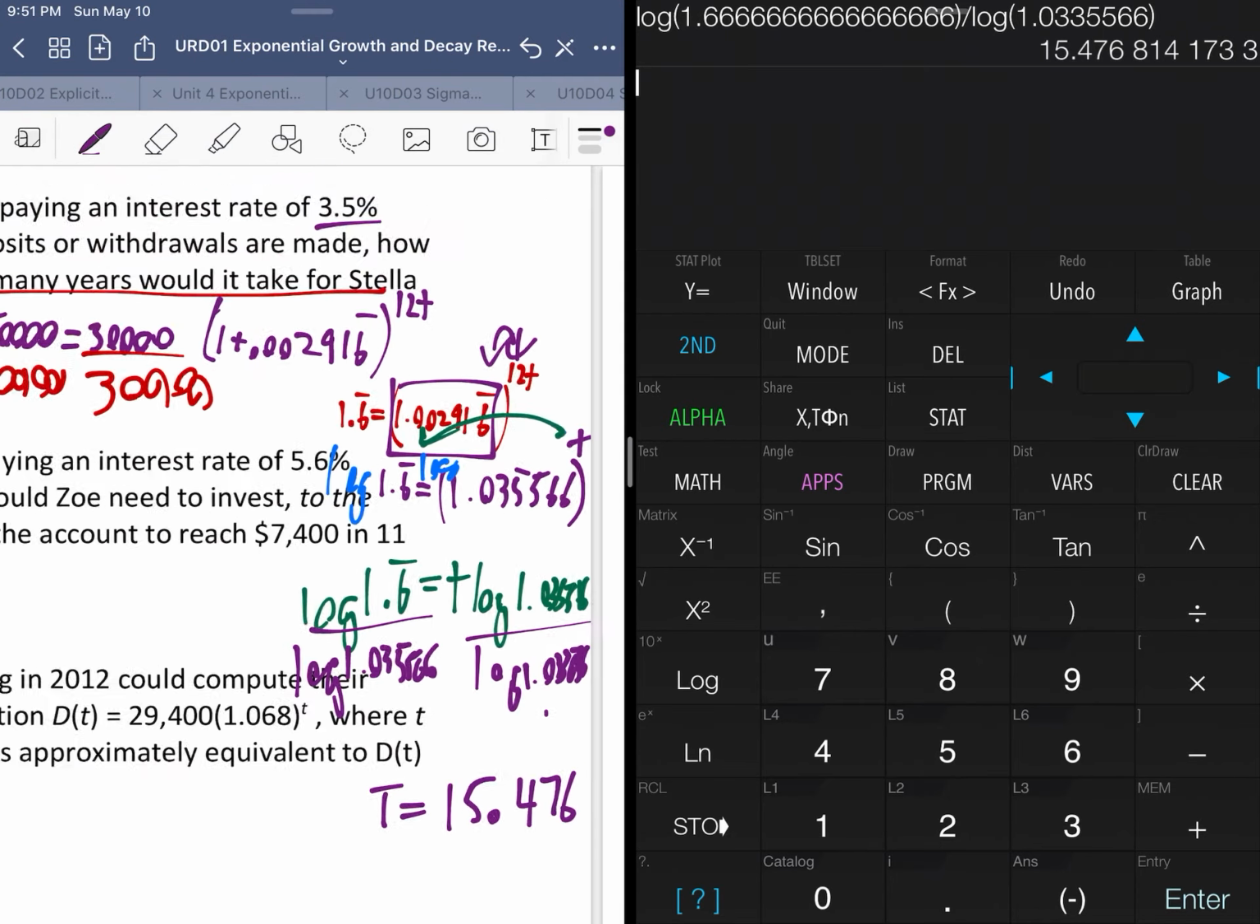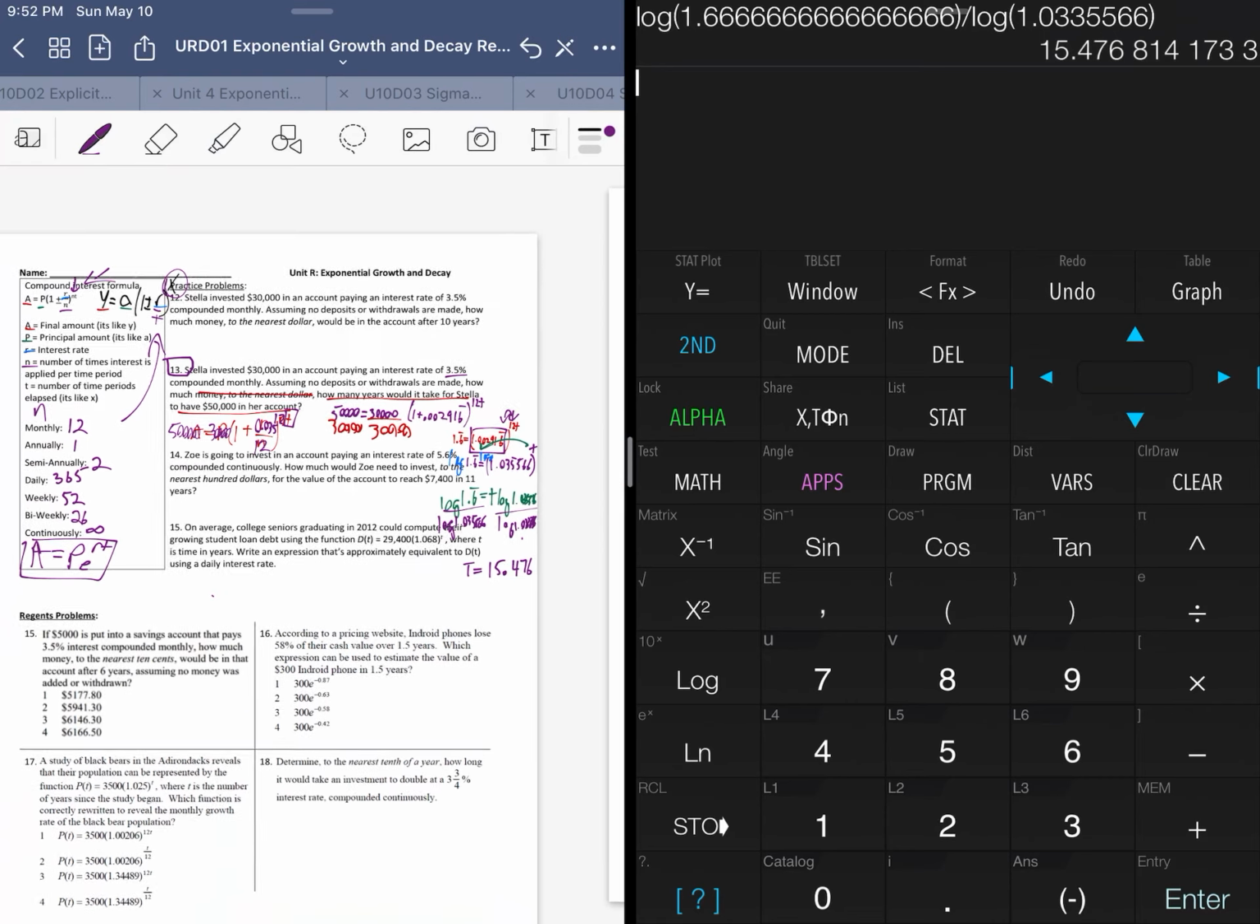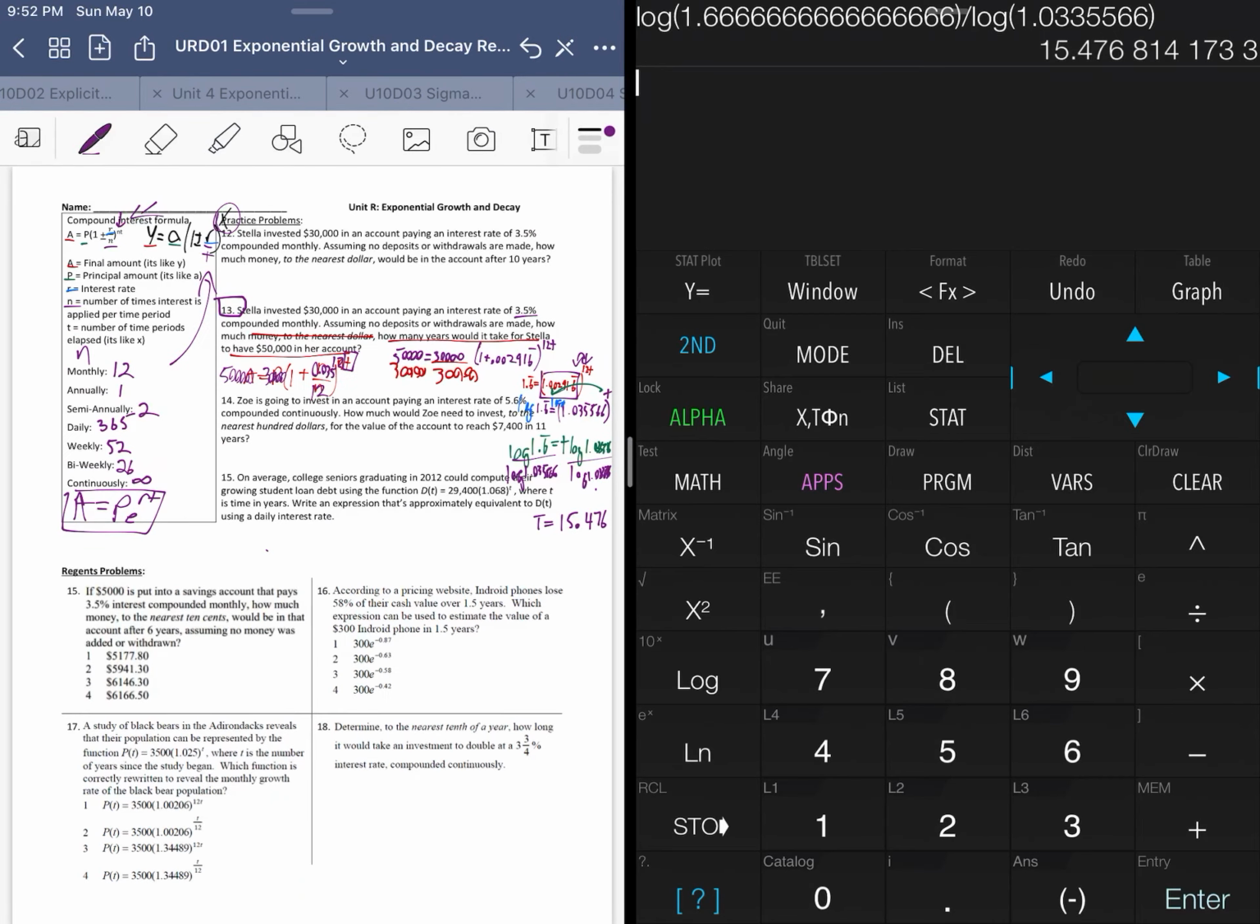15.476. So to the nearest year, this would be 15 years. So it'll take Stella 15 years to get approximately $50,000 into her account to the nearest year. If it was to the nearest tenth of a year, which I didn't really specify because I think I made a typo there, it would be 15.4 years. All right.